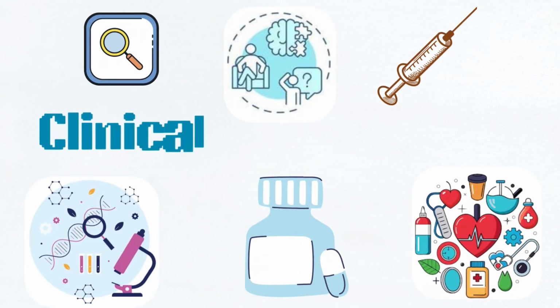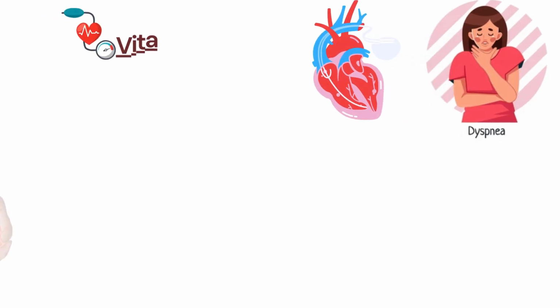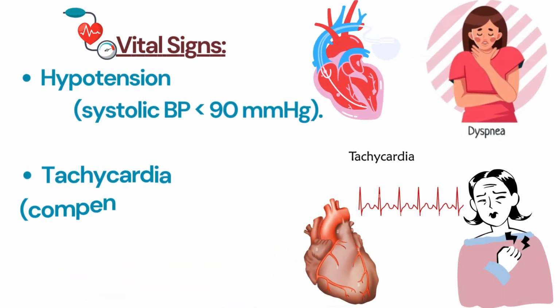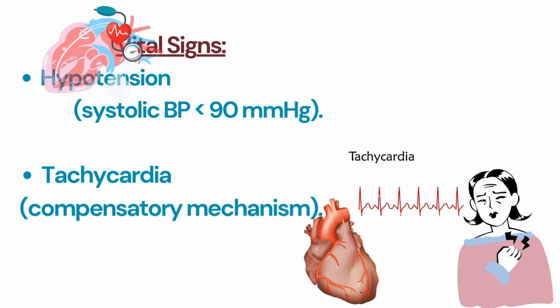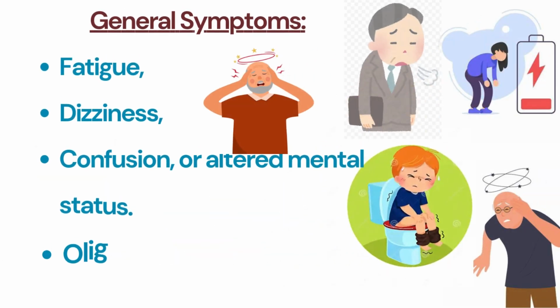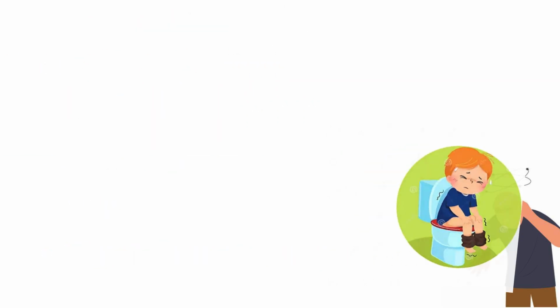Now that we've covered the causes, let's move on to the clinical presentation. Clinical presentation includes vital signs: hypotension with systolic blood pressure less than 90 millimeters of mercury and tachycardia as a compensatory mechanism. General symptoms: fatigue, dizziness, confusion, or altered mental status. Oliguria or low urine output.